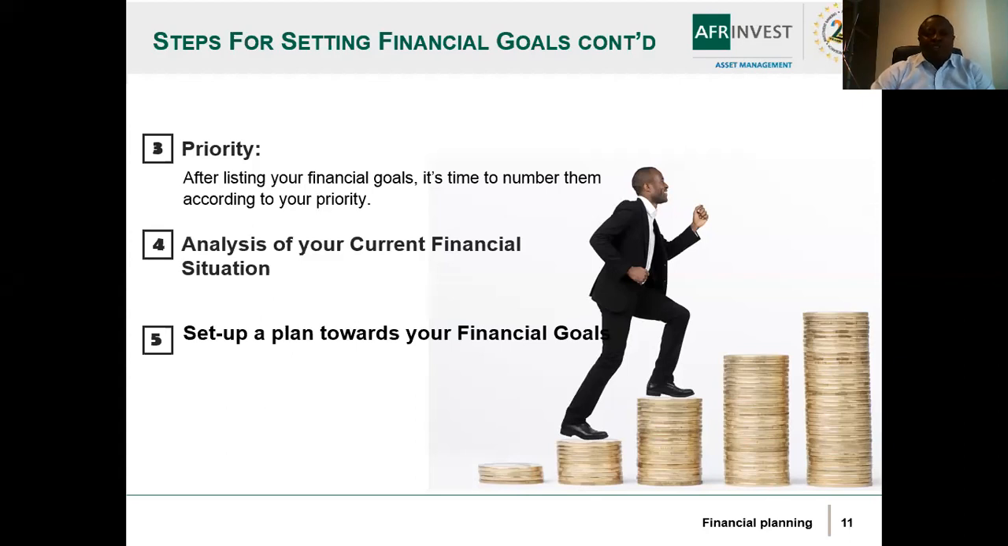Then number 4, you also need to analyze your current financial situation. When you are planning, you look at what you have currently. What resources do you have at the moment? How much do you earn? That will enable you to plan effectively.